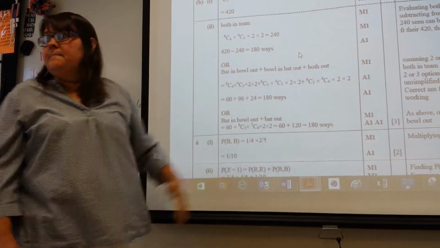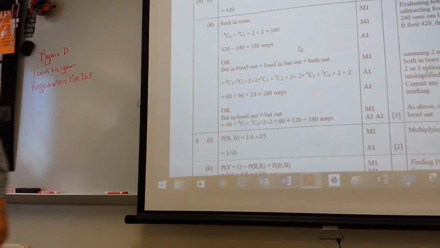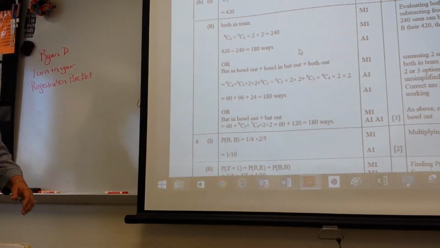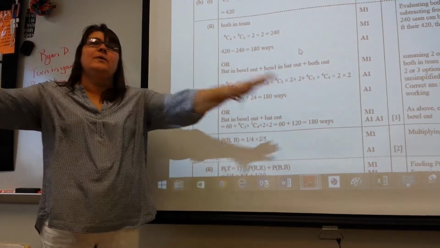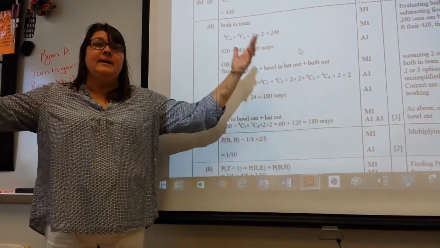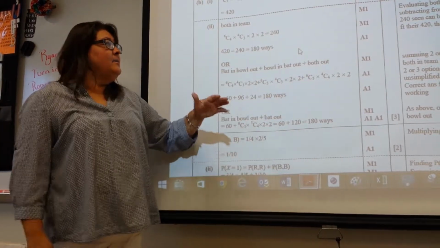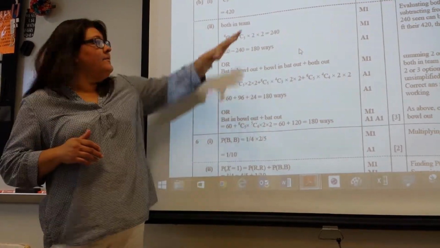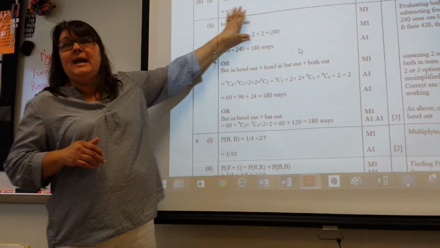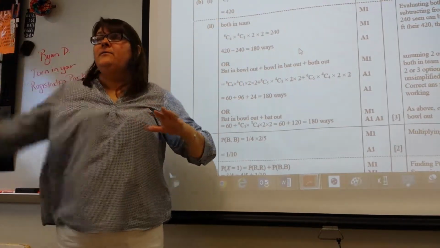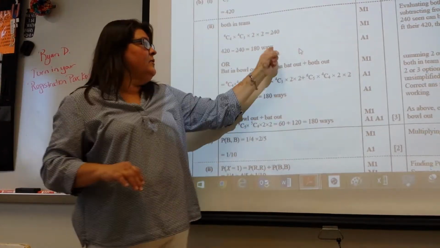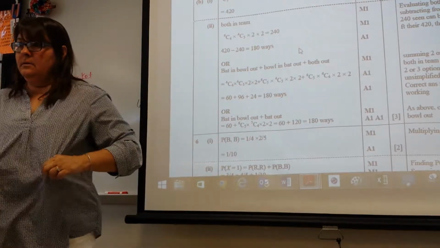Wait. How did you know to subtract it from 420? Because 420 is every single way that could potentially happen with what they gave us. Everybody gets along, everybody can play with everybody, it doesn't really matter. Then we have restrictions happening here. So we have to take into account the restrictions. When we have the full everybody minus the restrictions, we have 180 ways that we can make this work.